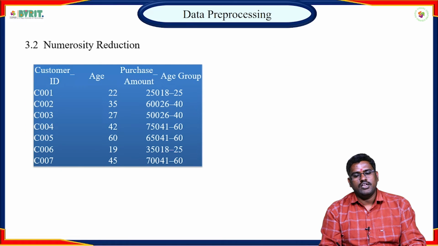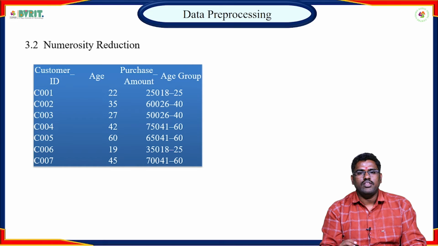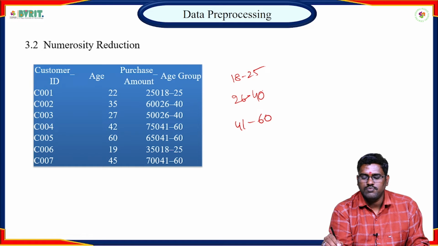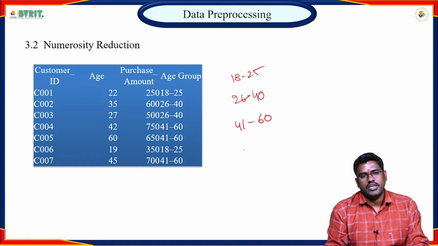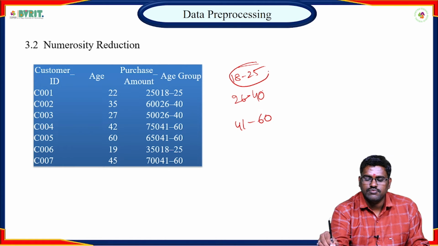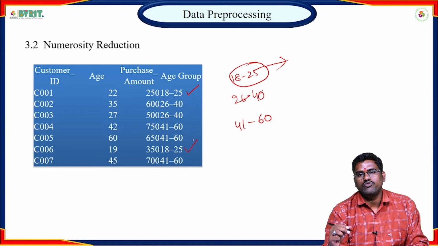Second one, numerosity reduction. Numerosity reduction means whatever values are given, that higher set of values is to be reduced into a smaller set of values. What does a smaller set of values mean? Let's see this one. We have the age groups 18 to 25, 26 to 40, 26 to 40, 41 to 60, like this. So if the age group is 18 to 25, here 18 to 25 is this one and 18 to 25 is this one. These two will be combined into one row.